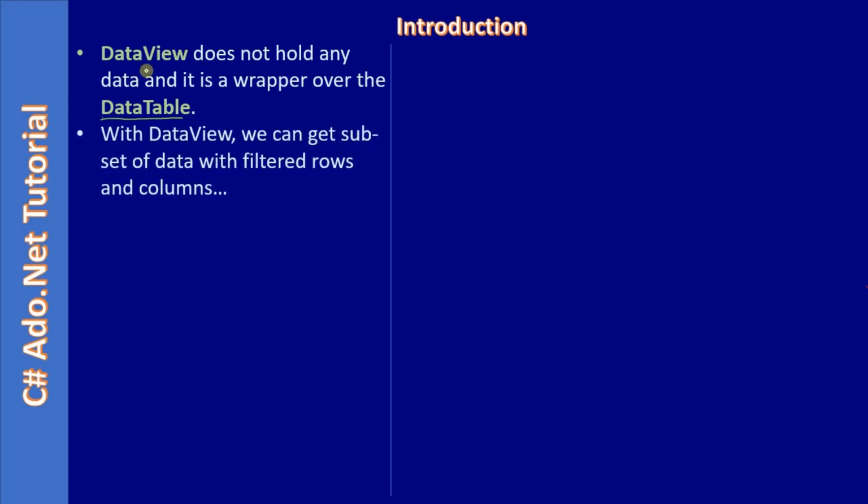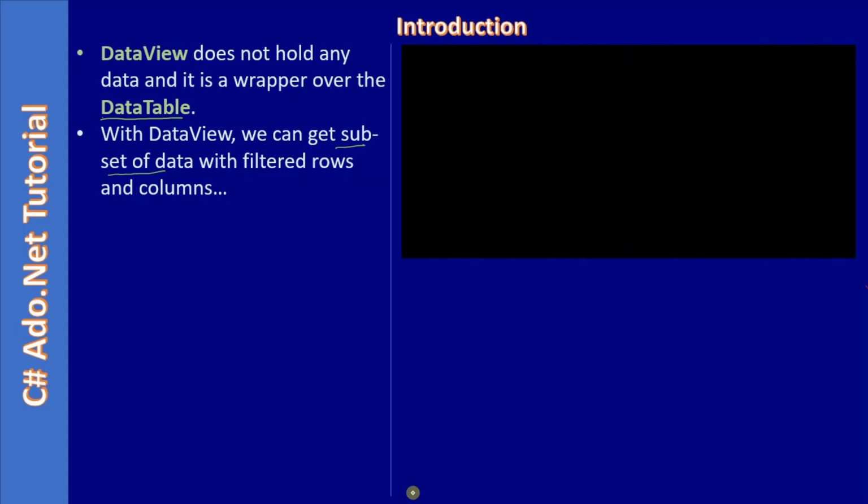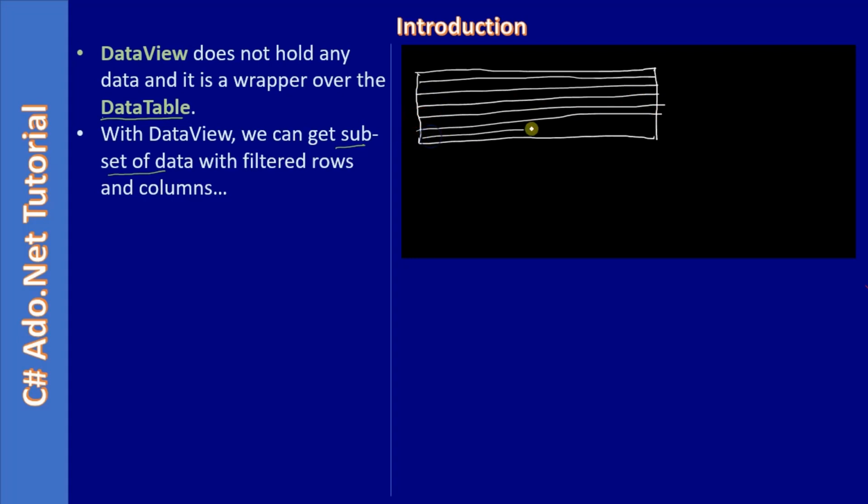With the DataView, we can get a subset of data, as already told, with the filtered rows and columns. Let's say we have a data table. If you see, this data table contains multiple rows and columns. We can say 4 columns and multiple rows. So it is possible to retrieve some subset of data.